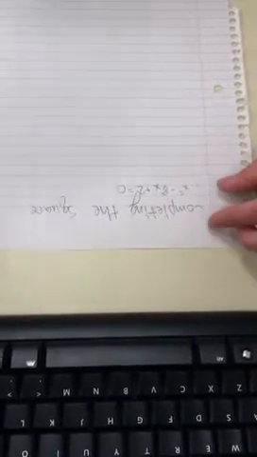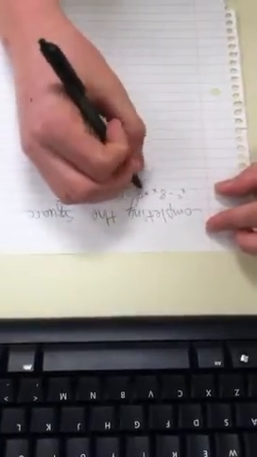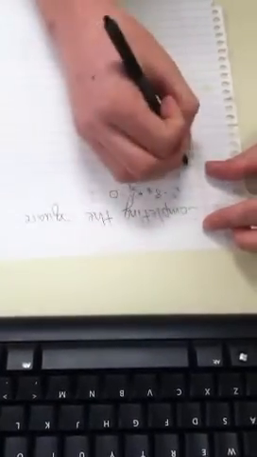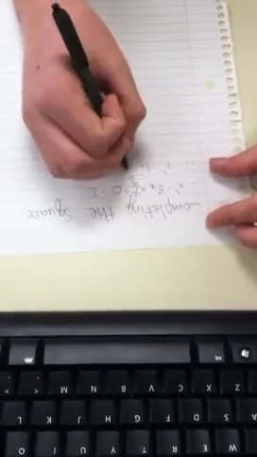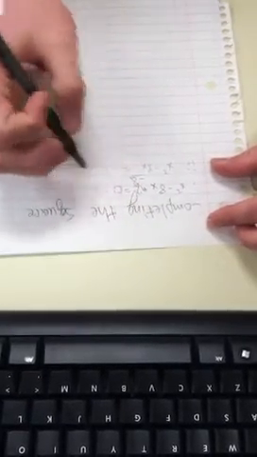Hi, this video is going to show you how to complete the square. For our problem, we have x squared minus 8x plus 2 equals 0. So our first step in completing the square is going to be to subtract 2 from both sides. So now we have x squared minus 8x equals negative 2.